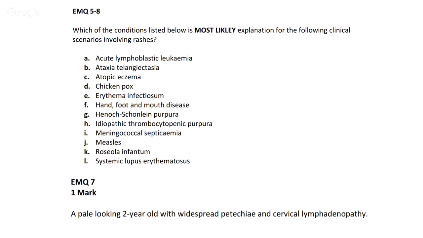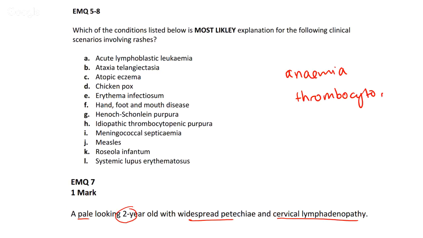Next one. Pale looking, widespread petechiae, cervical lymphadenopathy, 2 years old. This is not vague at all. So pale, what can pale be? Anemia, potentially. Widespread petechiae is usually attributed to thrombocytopenia. And they have lymphadenopathy.